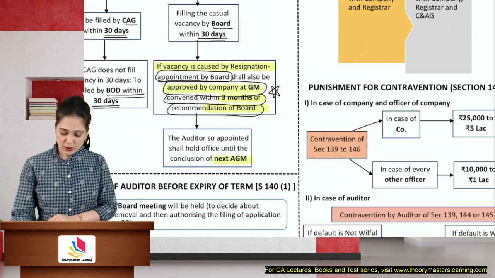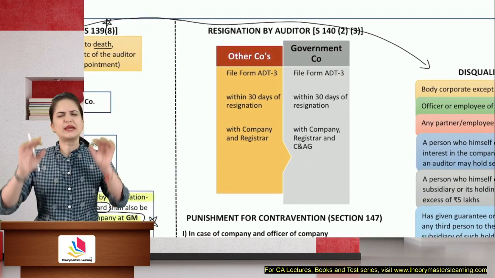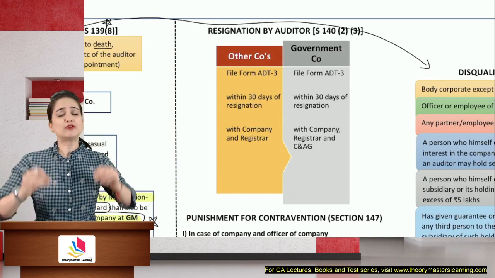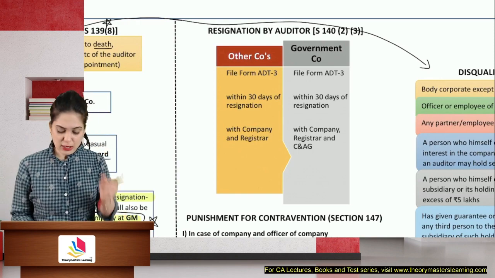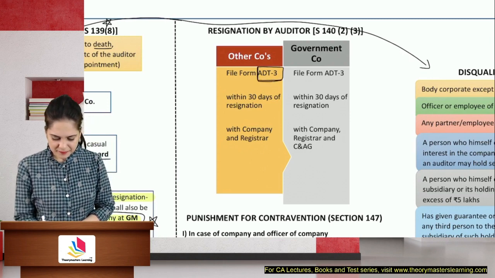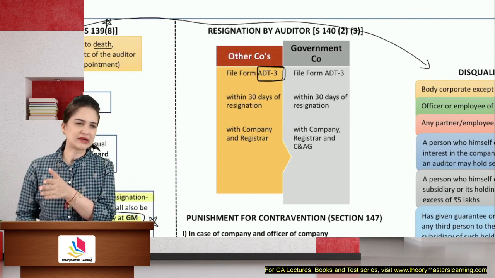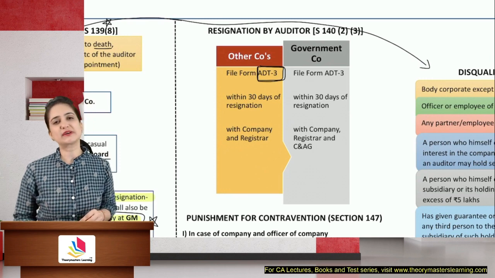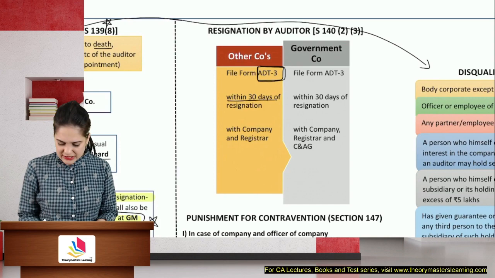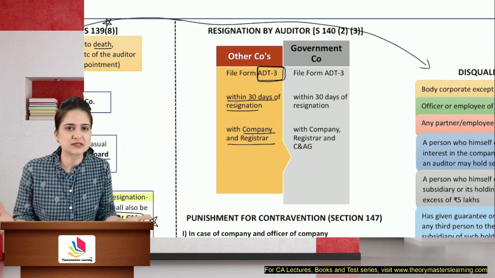Now, in case the auditor is resigning, it's an extremely important situation for me. I would really like to know why you are resigning. So, auditor, please file form ADT3. In case of other companies, and the provisions are separate in case of government companies, the auditor should file ADT3 within 30 days of resignation. File it with the company and registrar, giving us the reasons for resignation.